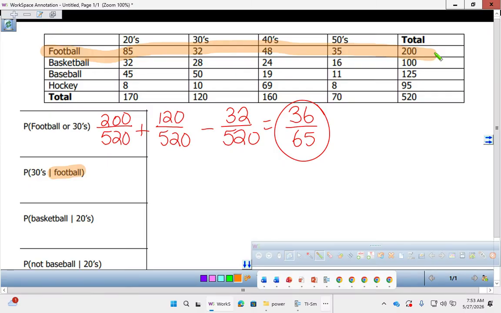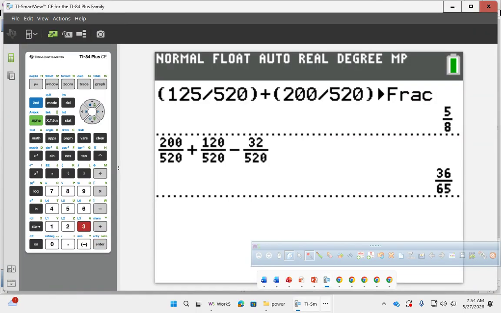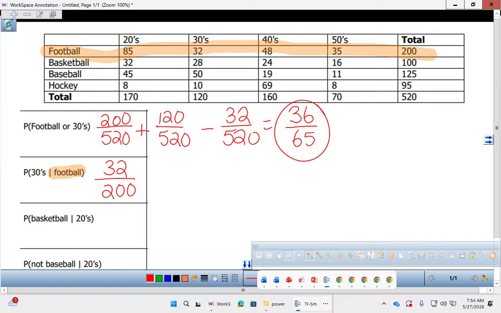So of that football row, I look at the first thing, which is the 30s. Of the people I highlighted in orange, 32 of them are in their 30s. And of the people I highlighted in orange, the total is 200. So this probability is 32 out of 200. And then reducing that, I get 4 out of 25.